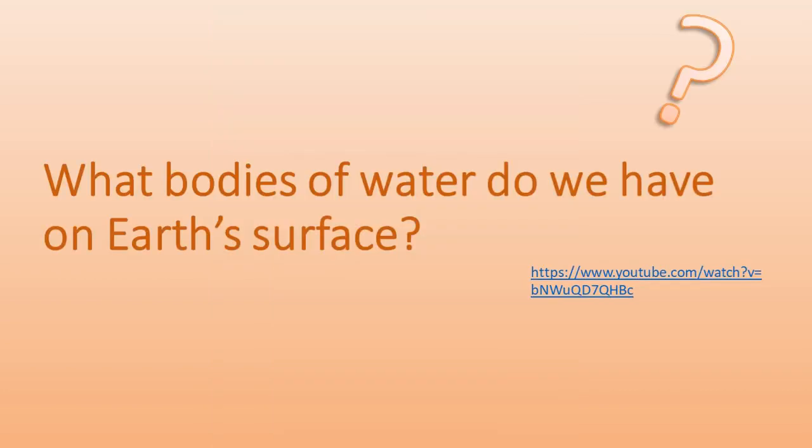Now, the big question is, what bodies of water do we have on Earth's surface? Let's see this picture. If I ask you, what type of body of water do you think this picture represents? Can you guess? It's very, very big, right? We cannot see the borders of this body of water, right? So, what's the biggest body of water on the Earth's surface?